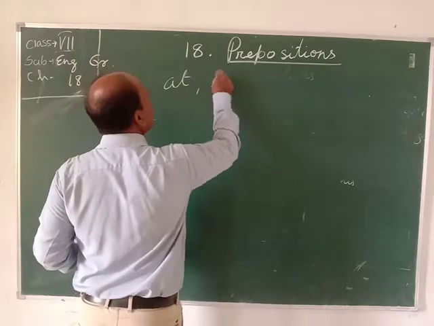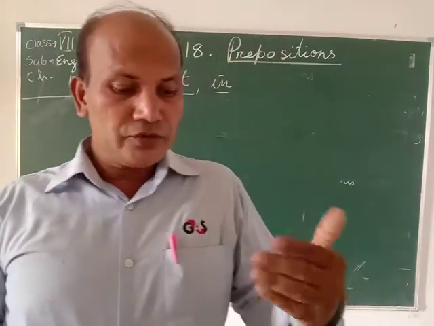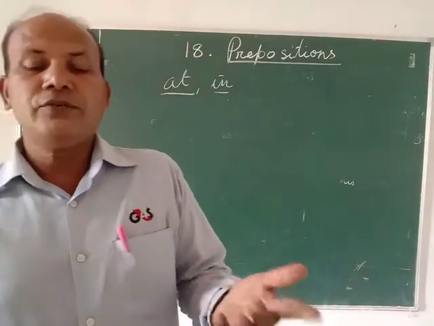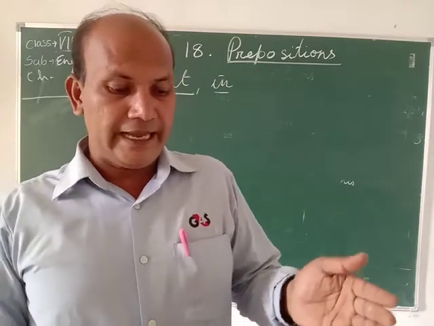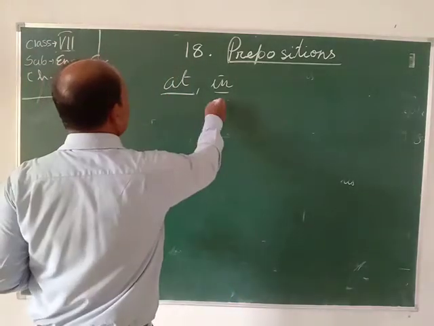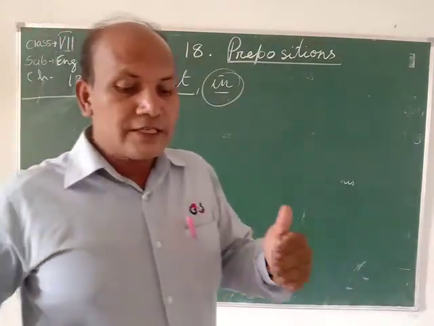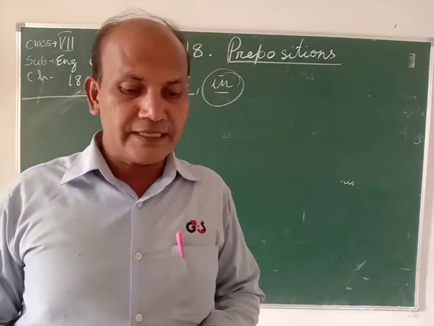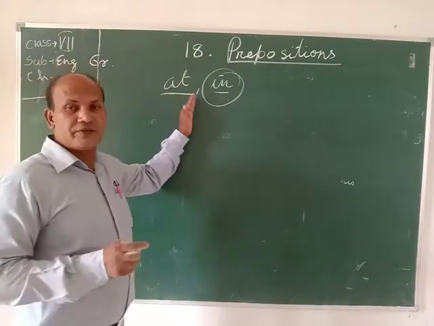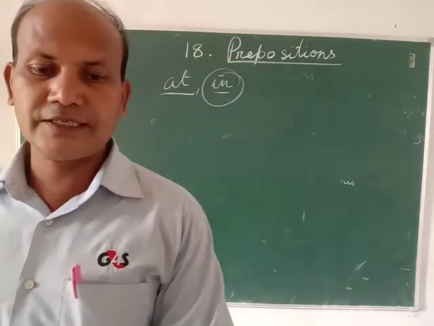At or in, then discuss here. We use in when we are talking about the place of an area. We use at when we see it as a point. Yes, area: we stayed in Singapore. But our plane stopped at Bhopal, that is at a point. Ek jagah mein ruk gaya. In and at, the difference is that.